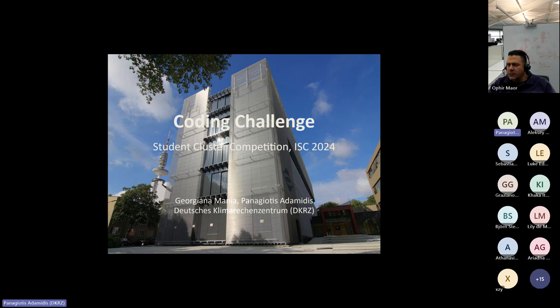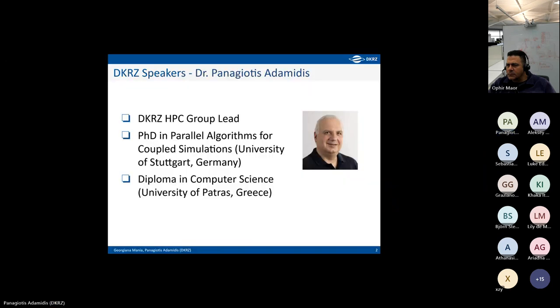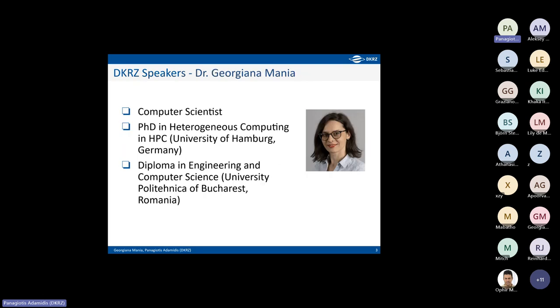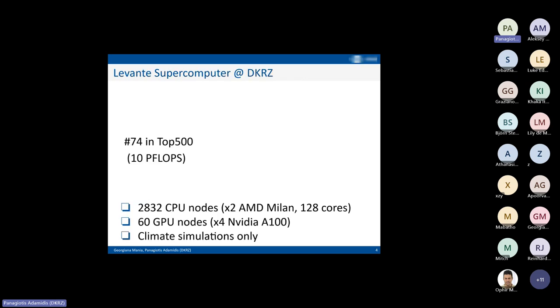So hi, everyone, and welcome to our presentation today. Panos and I will talk a little bit about the coding challenge that we propose for the student cluster competition. So first of all, who are we? Panagiotis Adamidis is the group leader at DKRZ. He has a PhD in parallel algorithms for the coupled simulations and also a diploma in computer science. And I'm a computer scientist. I recently got my PhD in heterogeneous computing from the University of Hamburg. And I also have a diploma in engineering in computer science.